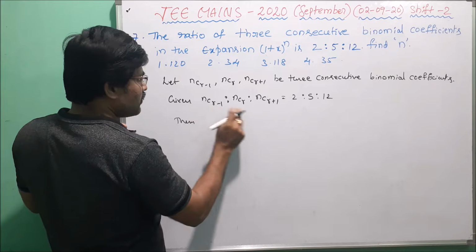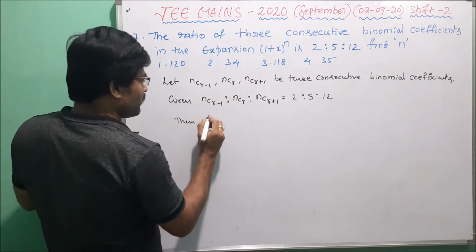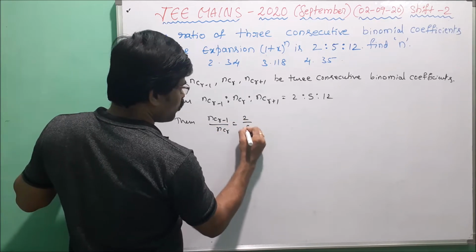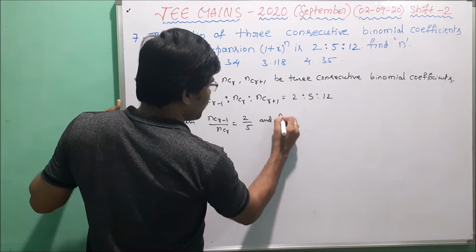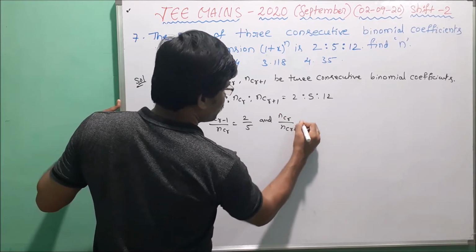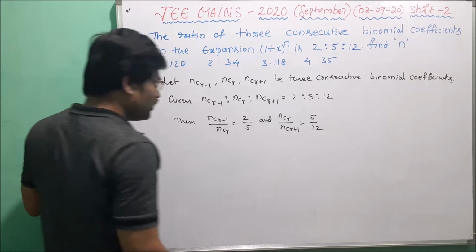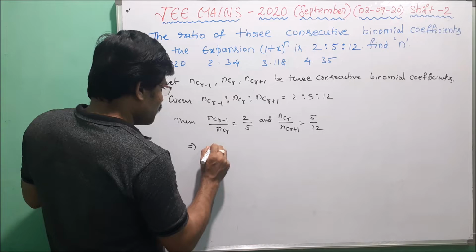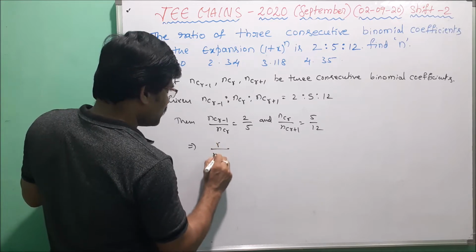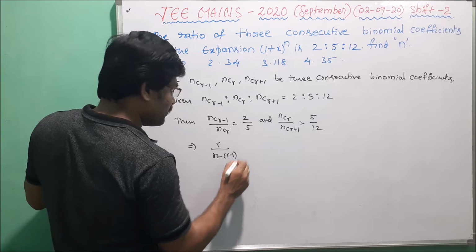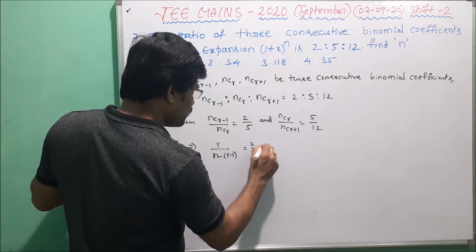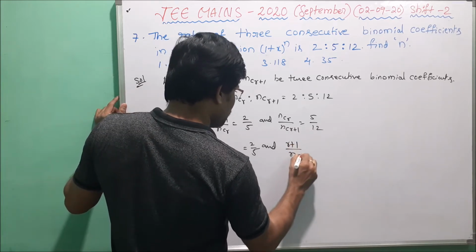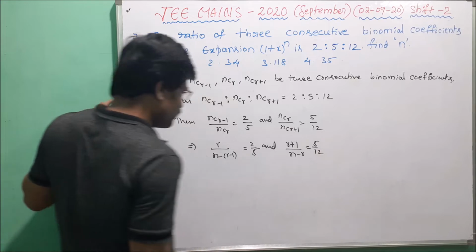Then here we take the ratio between two coefficients, that is nC(r-1) by nCr equals 2 by 5, and nCr by nC(r+1) equals 5 by 12. Now here we write the formula of this: r by (n minus (r minus 1)) equals 2 by 5, and in this (r plus 1) by (n minus r) equals 5 by 12.